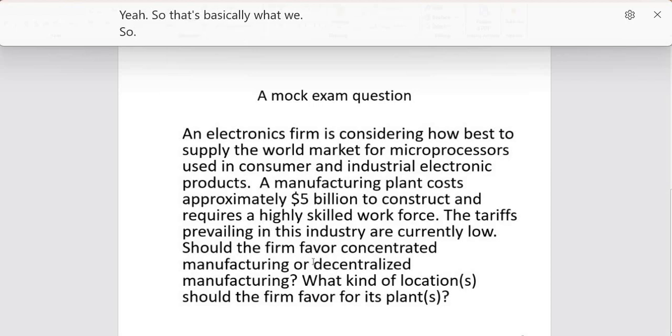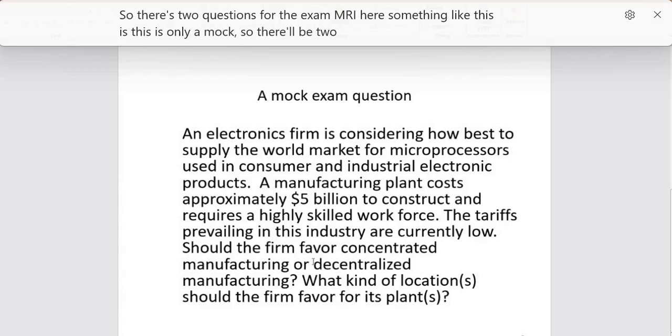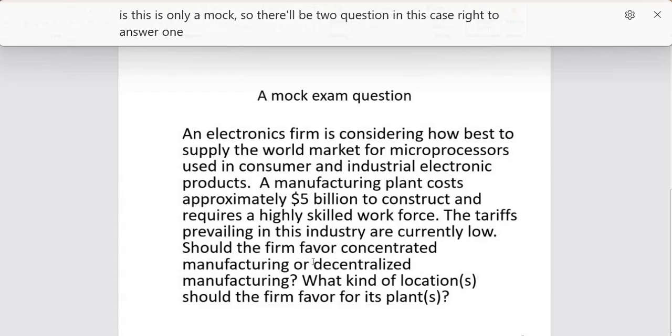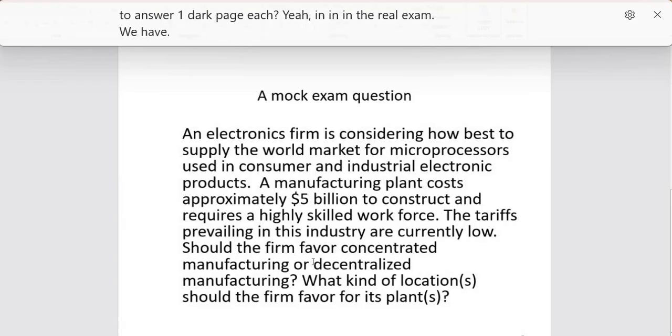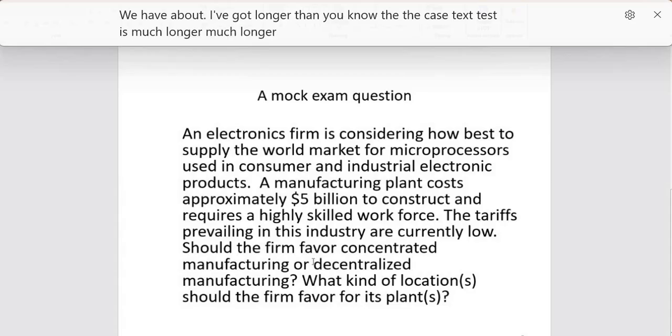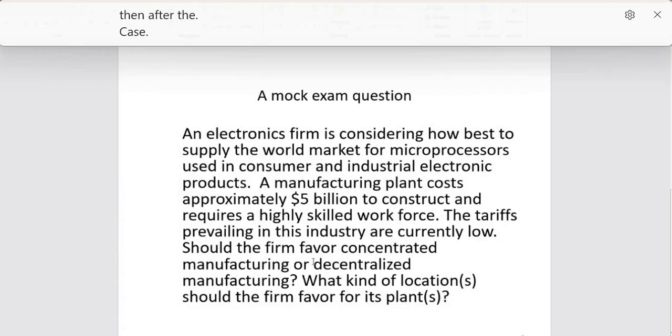So there are 2 questions for the exam. Am I right here? This is only a mock. So there will be 2 questions in this case, to answer 1.5 pages each. In the real exam, the case text is much longer, with a lot of information provided. And then after the case, we propose 1 question.